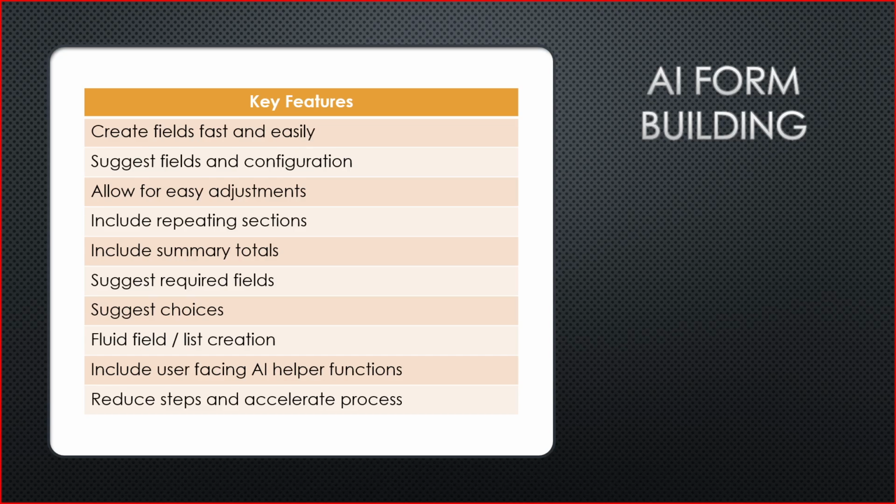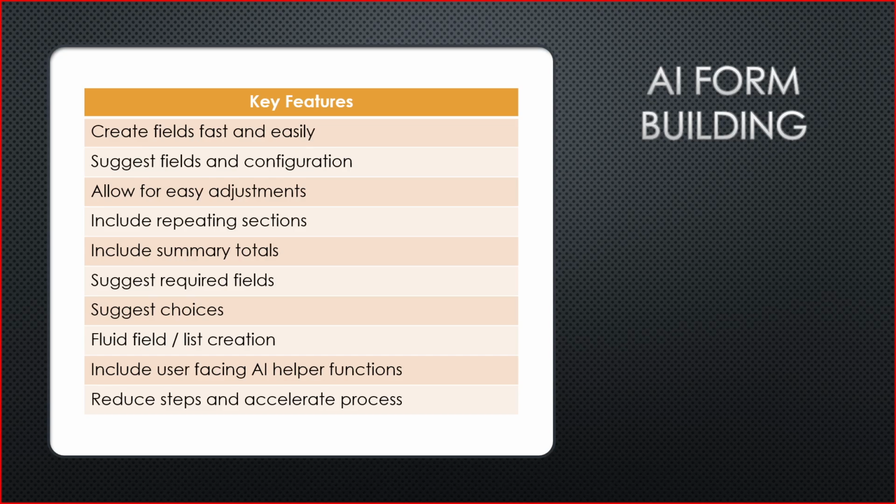One thing that's not available with out-of-the-box SharePoint lists is the idea of repeating sections, and that's something that our software does very well. And this comes up all the time. I'll show you some scenarios today where we're going to need those repeating sections in our form. Naturally, if we have a repeating section, we're going to want to have summary totals below that. I'll demonstrate that concept as well. We want it to be smart enough to suggest which fields are going to be required.